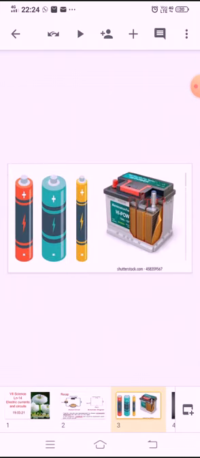Next one. What do these pictures represent? These are cells and battery. A battery consists of two or more cells that are connected.